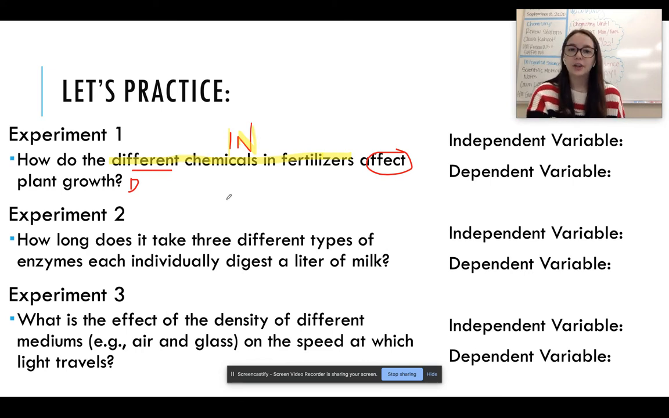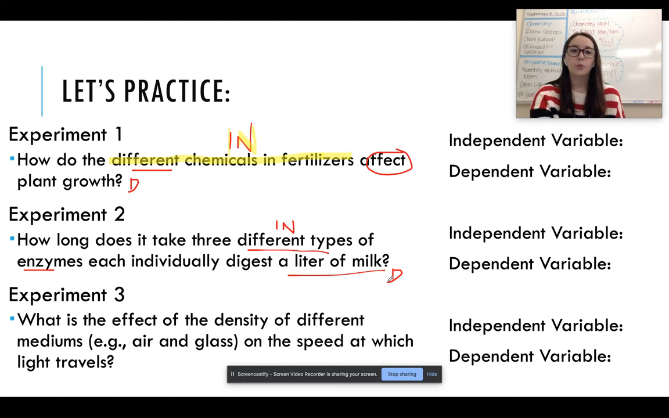So, how long does it take 3 different types of enzymes each individually to digest a liter of milk? I'm using different types of enzymes. That is my independent variable because it's what I change. I'm changing my enzyme, and I want to see how long it takes to digest a liter of milk. So I'm measuring how long it takes to digest a liter of milk. Right there, I have my independent and I have my dependent.